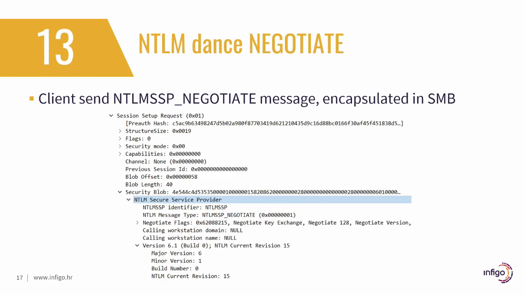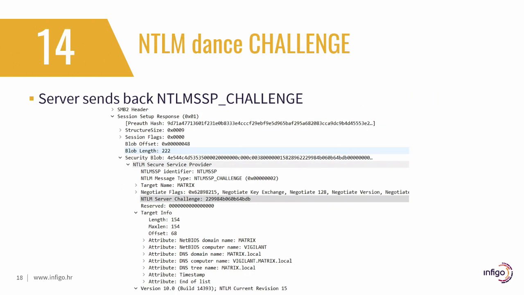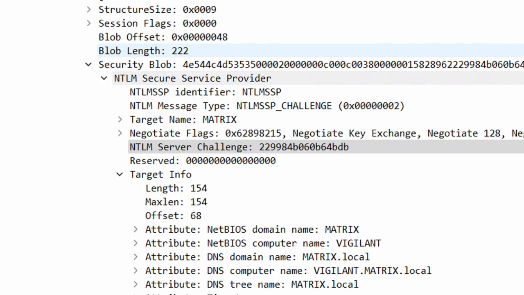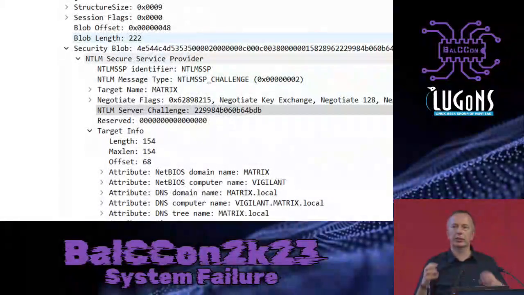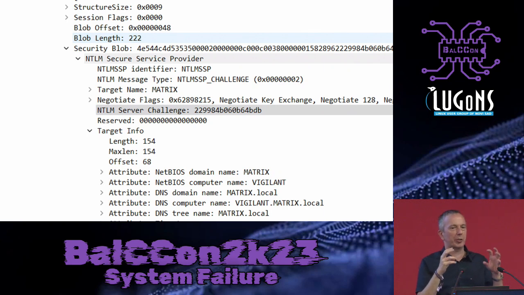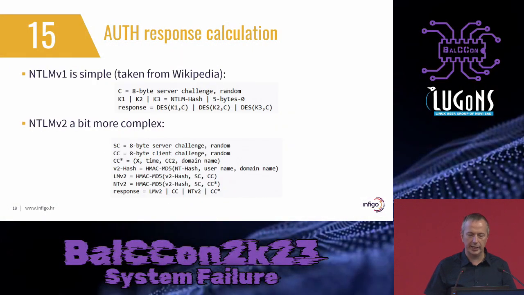Sorry, wrong slide. So this is the response from the server. See the server challenge. These are the bytes that will be used for some encryption. Random bytes, doesn't matter what they are. The server sends this back to us. Now, this is what our Windows client actually does.